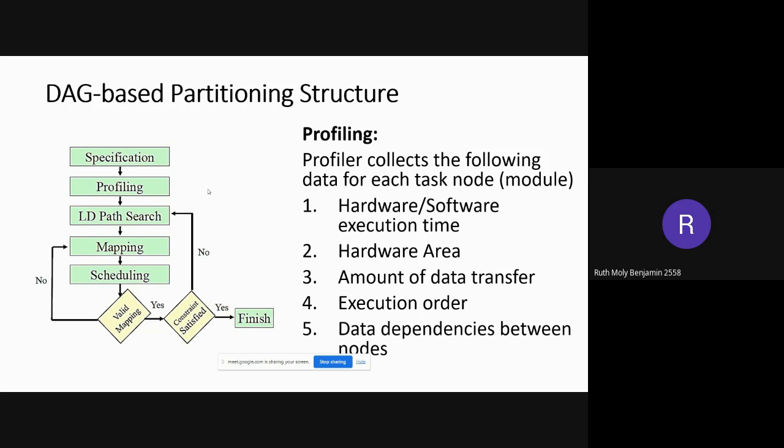Second is hardware area. Third is the amount of data transfer, how much data is being transferred. Then the execution order, which task has to be performed when. Then the data dependency between the nodes. So these are the different things that the profiler collects. Before you do all these things, you need to collect all this data. Only then will you be able to find out which is the longest delay path, etc.